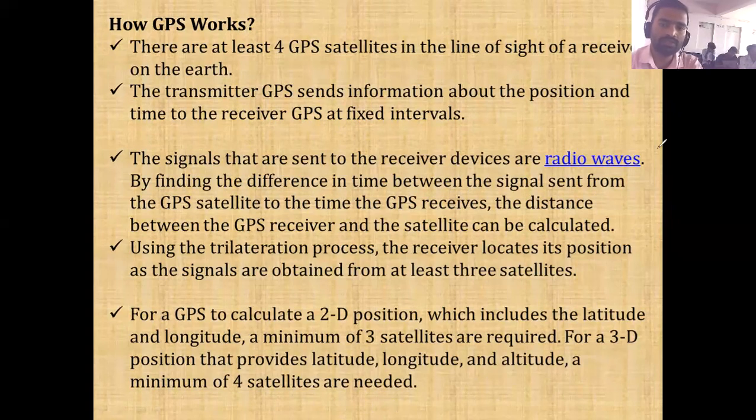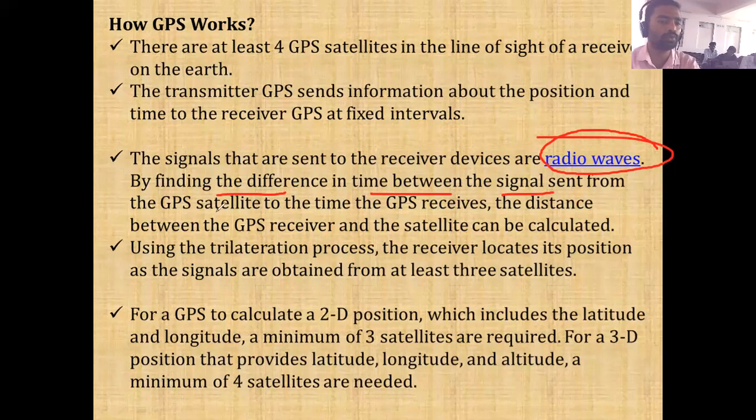Okay, in which format are they sending? The signals are in the form of radio waves. By finding the difference in the time between the signals sent from the GPS satellites and the time the GPS receives them, the distance between the GPS receiver and the satellites can be calculated. When the signals are sent from the satellites, a certain time is required to reach the receiver. So that is calculated, and from the time you can calculate the distance also.